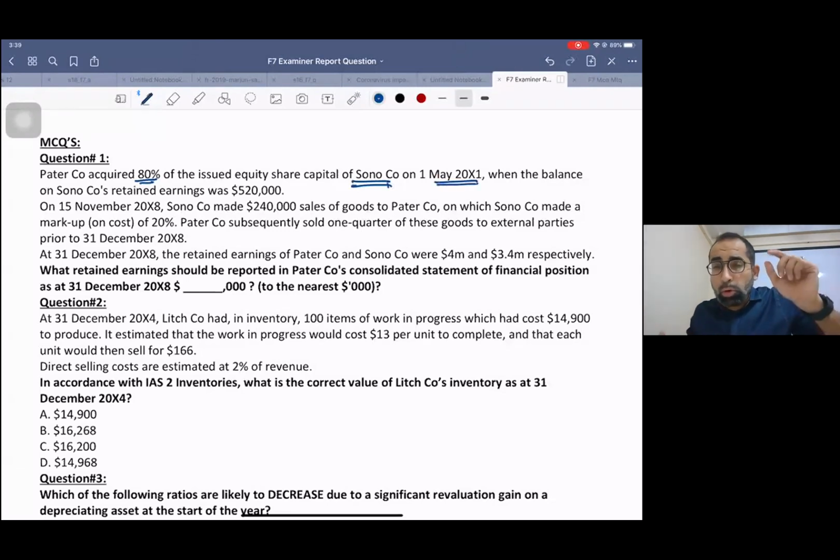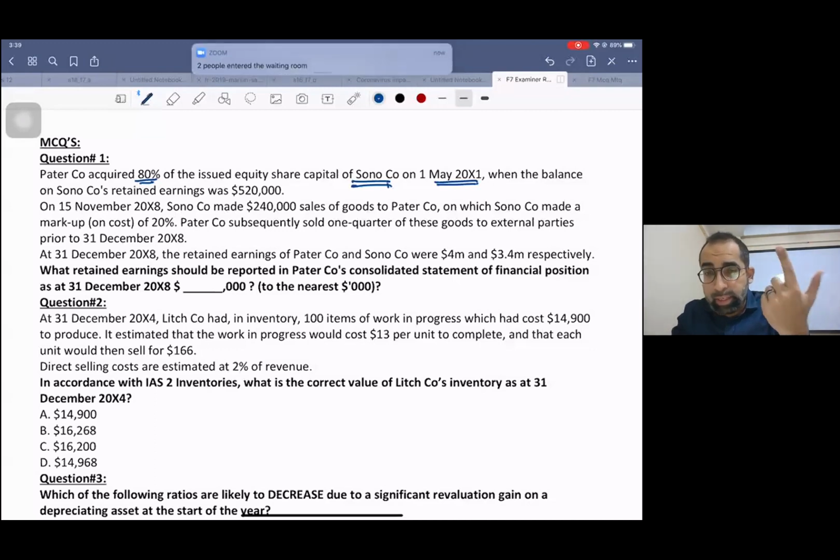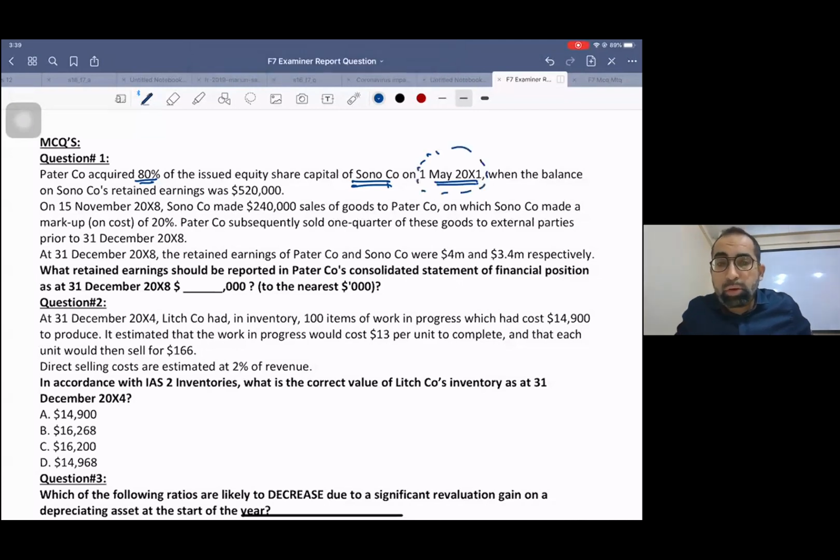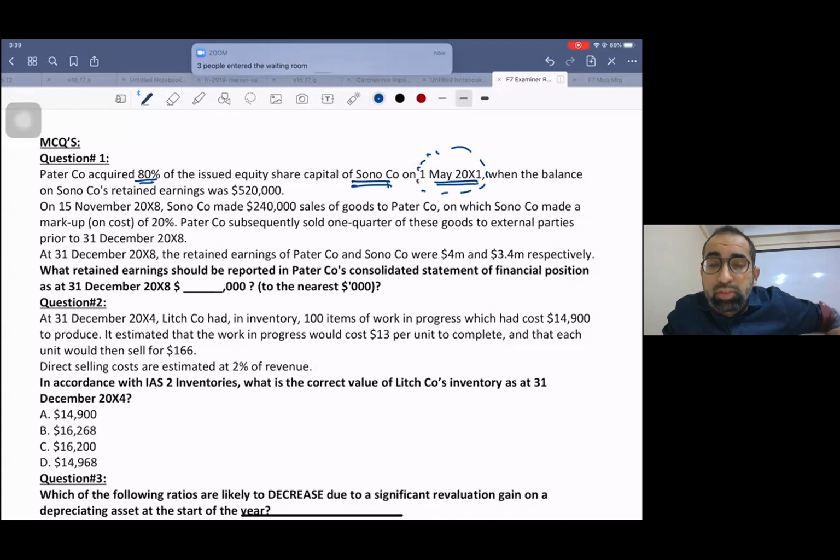Few things you always need to highlight. That is, the holding percentage is important. That means the 80-20. Second thing is the acquisition date. Acquisition date is 1st May X1. Okay, because sometimes there are cases of mid-year acquisition or part-year acquisition. So acquisition date is very important.